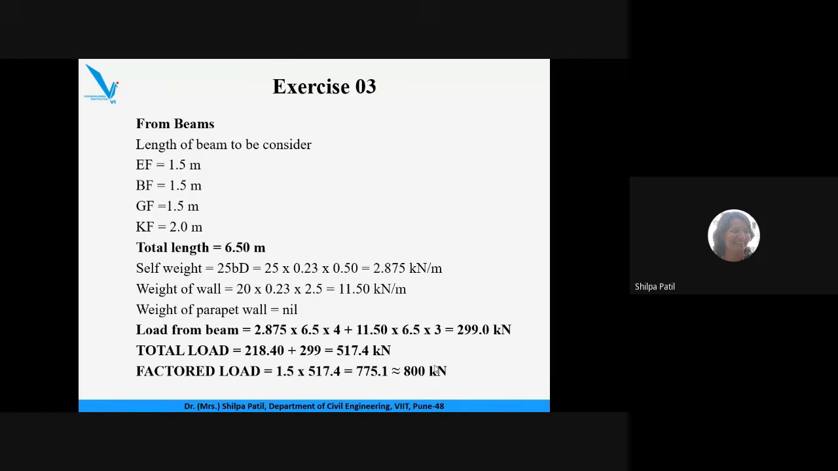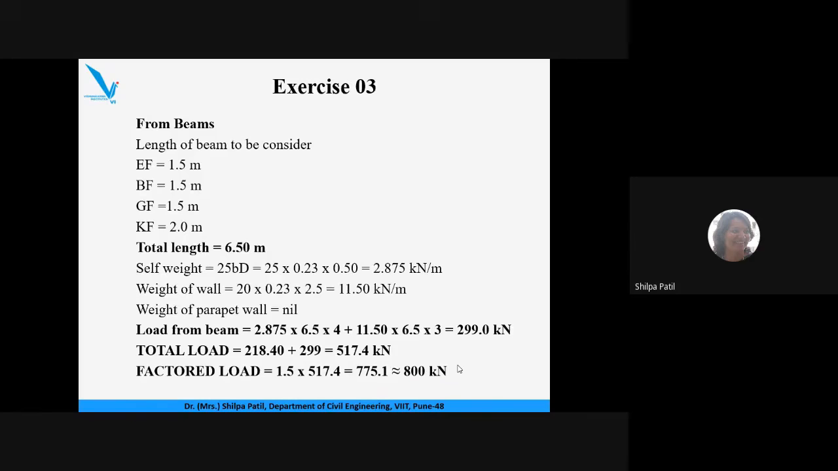So the total load will be, this is the load coming from the slab, this is the load coming from beam. So total load is 517.4. Factored load after multiplying the partial safety factor of 1.5, we are getting 775. I'm still increasing it further to the higher rounded value of 800 kilonewton, because this will ease my calculations and it will again make my design conservative, not economical, but okay. So this is the load acting on the column.